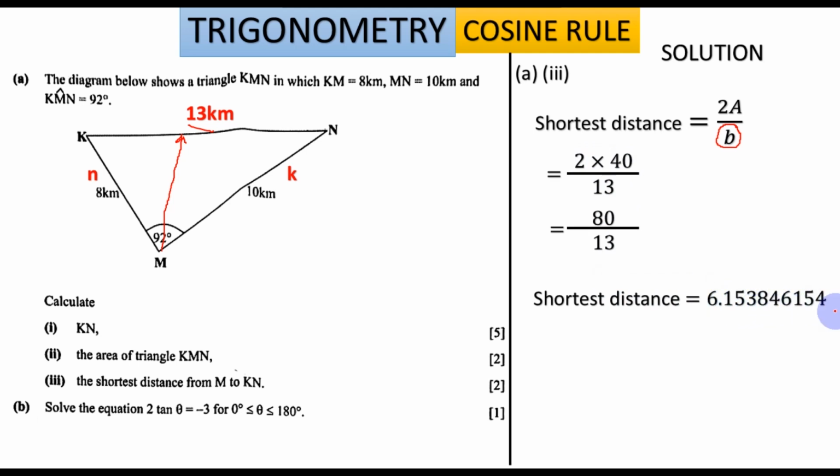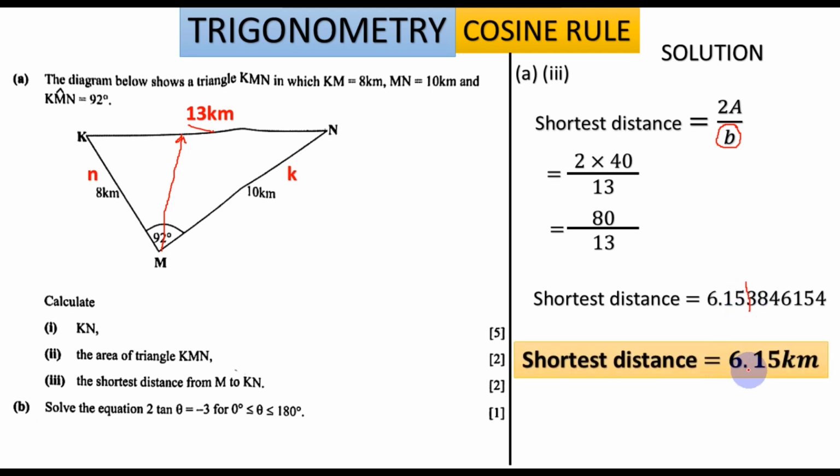6.153846154. In case you do not know how to round off, leave it like this. But let us round off to 3 significant figures. That is up to here. Checking the next number, it is less than 5. So we are not going to do anything to this. So the final answer for shortest distance will be 6.15 kilometers. All right? Let us go for the last question.